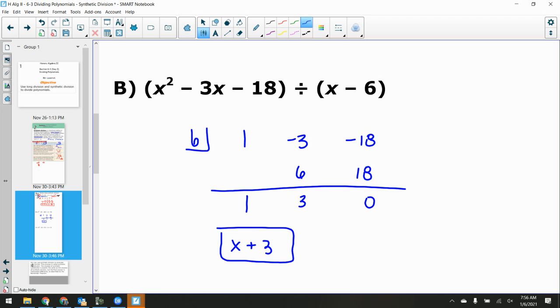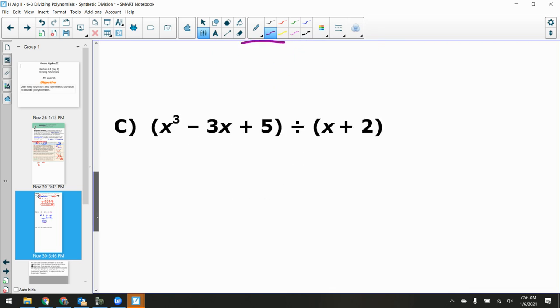But look here. Isn't x plus 3 a factor of x squared minus 3x minus 18? If I factored negative 18, factors of negative 18 that add to get to negative 3: negative 6, positive 3. Look at this. Negative 6, positive 3, right? When you divide something by one of its factors, you get no remainder, right? You get basically a whole polynomial. Okay, let's try one more.